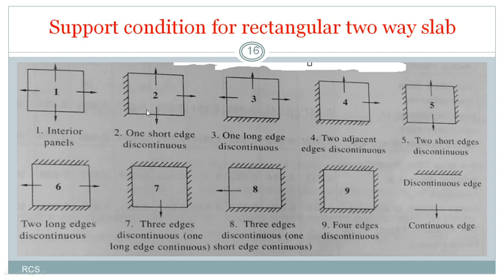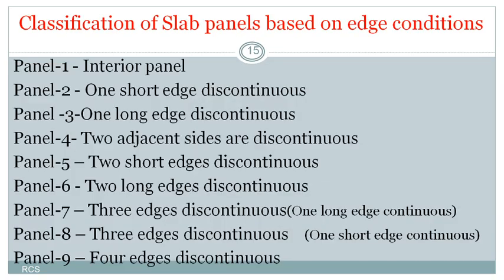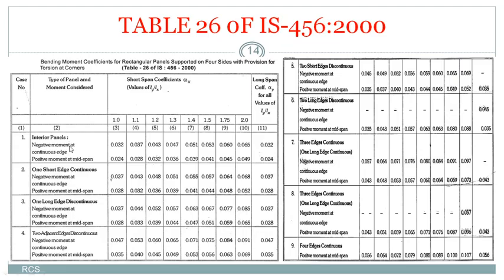So these are the edge conditions. Based on the edge conditions, we have to calculate the bending moment coefficients, and these bending moment coefficient values will vary with the support conditions and the type of panel. So we have different alpha x and alpha y for interior panels, and one edge short and one edge continuous, like that.